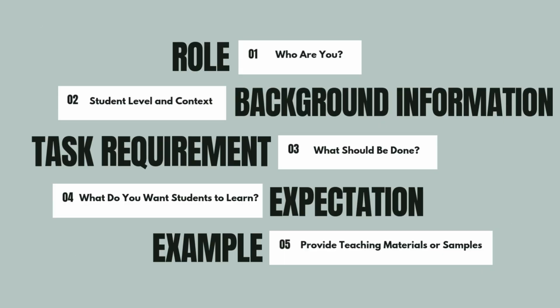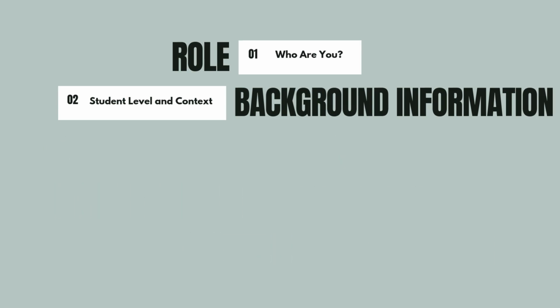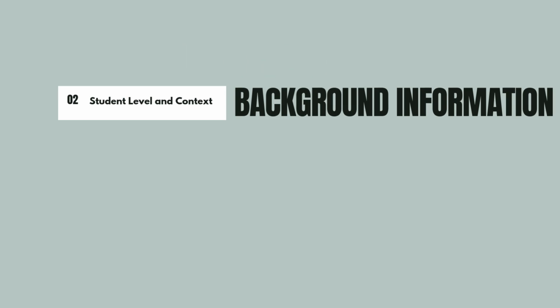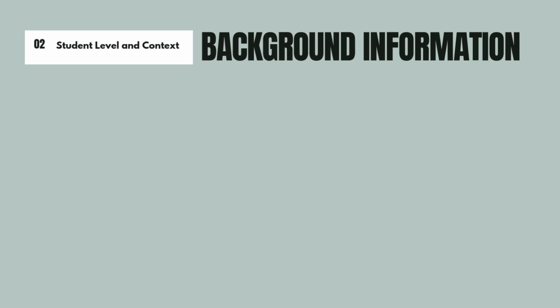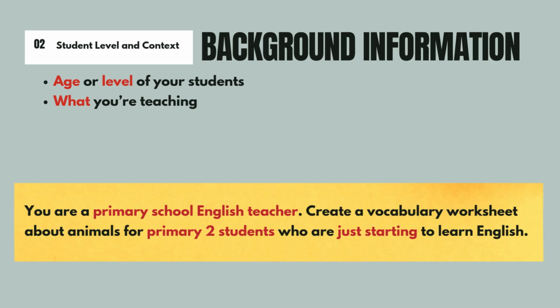Here are 5 steps for clear, effective prompts. First, the role. Tell the AI who it is or who you are so it can match its response to your need. Second, background information. Give the AI background like the age or level of your students and what you are teaching. In the following example, we provide the role primary school English teacher and the background info primary 2 students who are just starting to learn English.